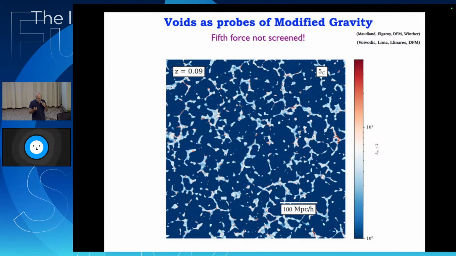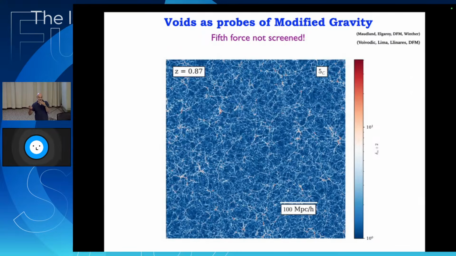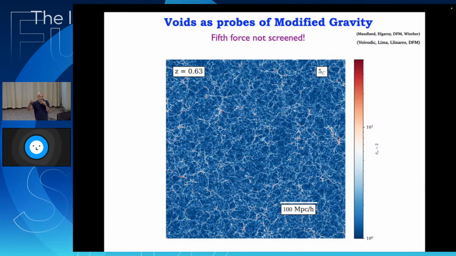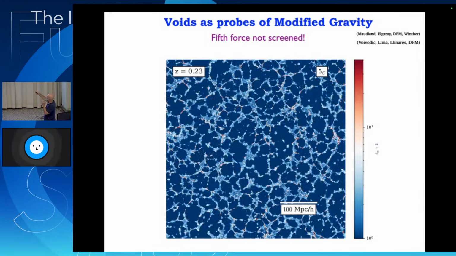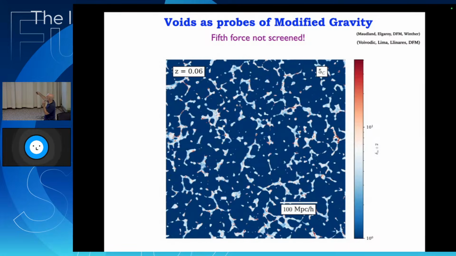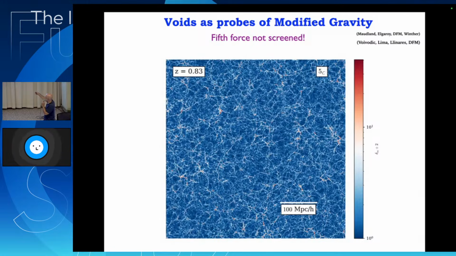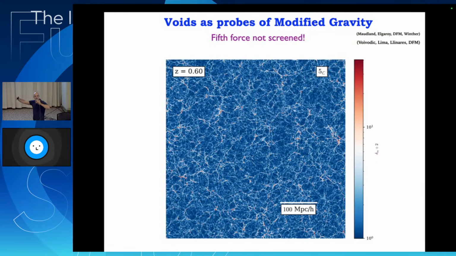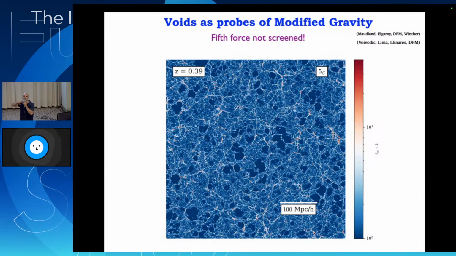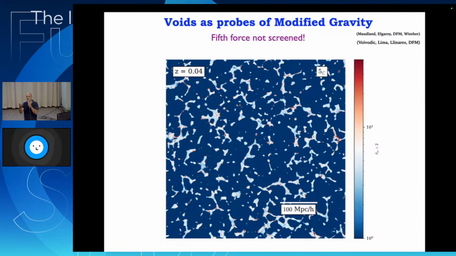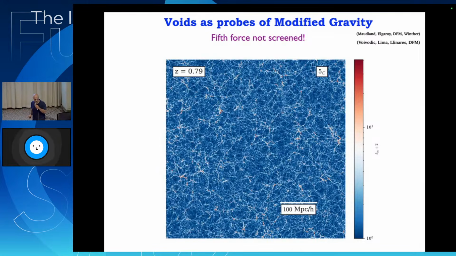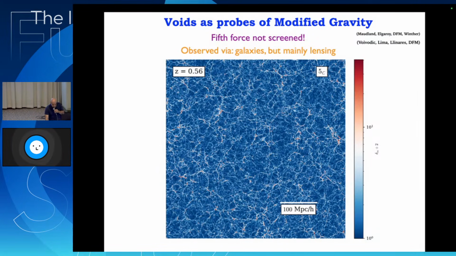But people still try. Okay, let's look at voids. We can count the number of voids in modified theories of gravity. We can see how big they are. You can see that in modified theories of gravity, voids are very large. So we can count how many there are, how large they are, how empty they are. At least those properties we can try to measure. And this is what I'm just going to show you.